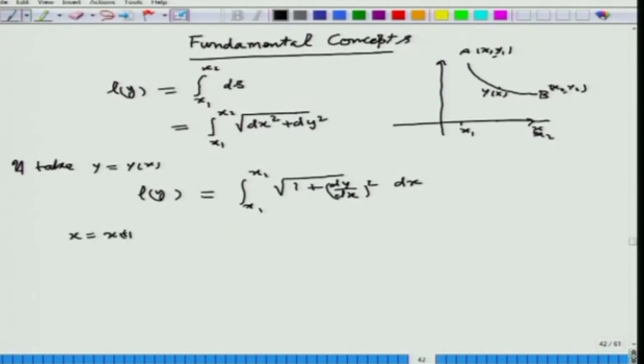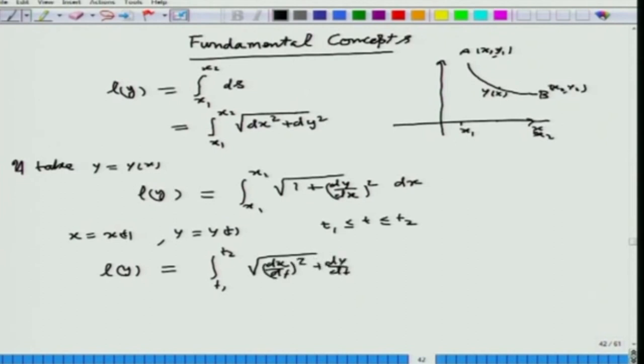Now, if x is a function of t, y is a function of t, and t has range t1 less than or equal to t less than or equal to t2, then L(y) can be given as the integral from t1 to t2 of square root of (dx/dt) square plus (dy/dt) square, and then this dt comes. So, we can use any of these as a functional defining the length of the curve y. Here we need to find a curve such that the length is minimized, and we know the answer is the straight line joining these two points A and B. So, this is the first elementary problem of the calculus of variations.